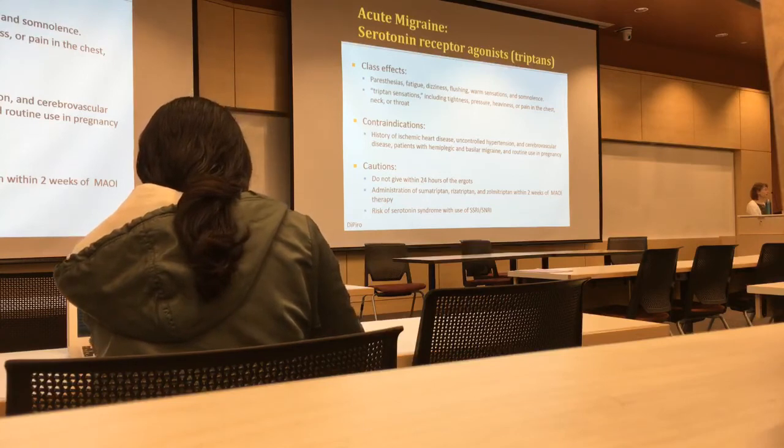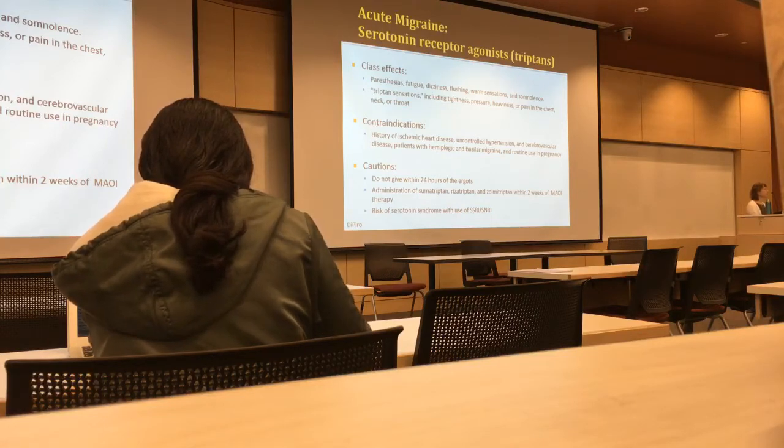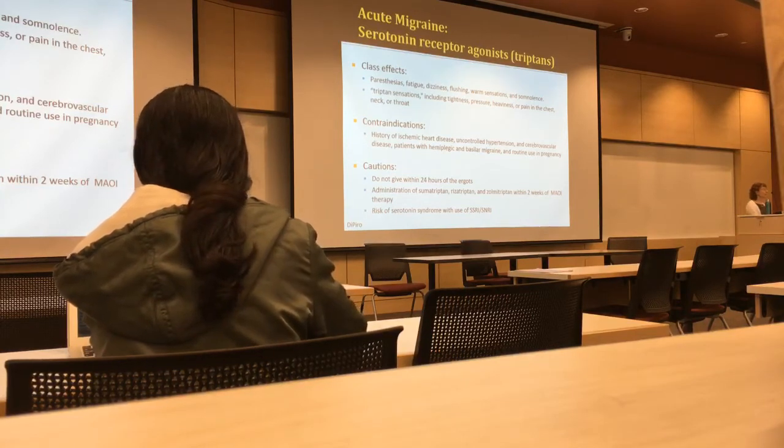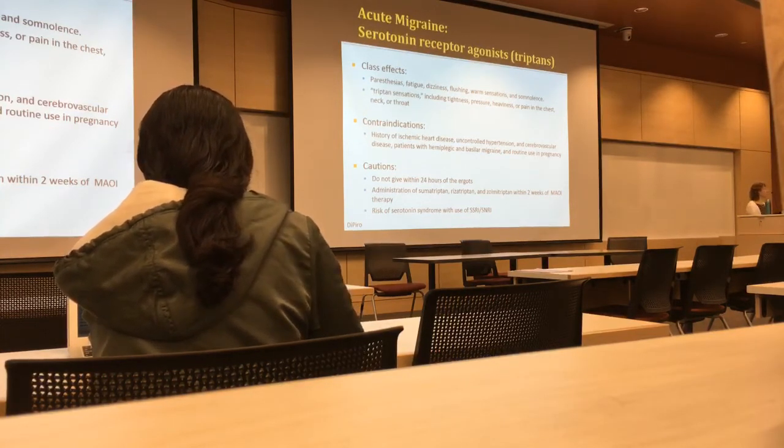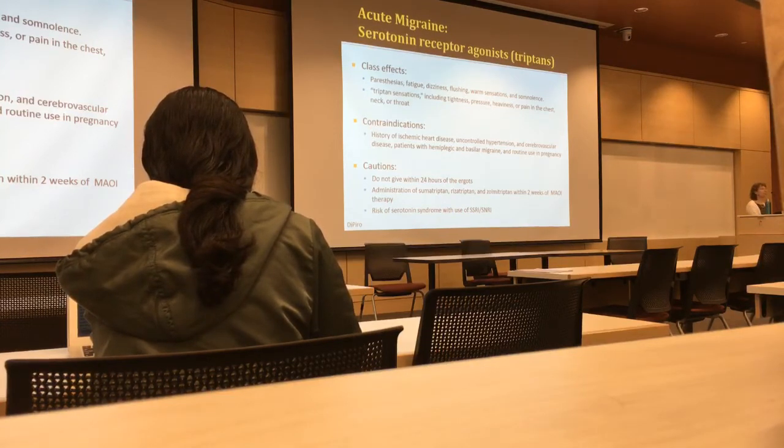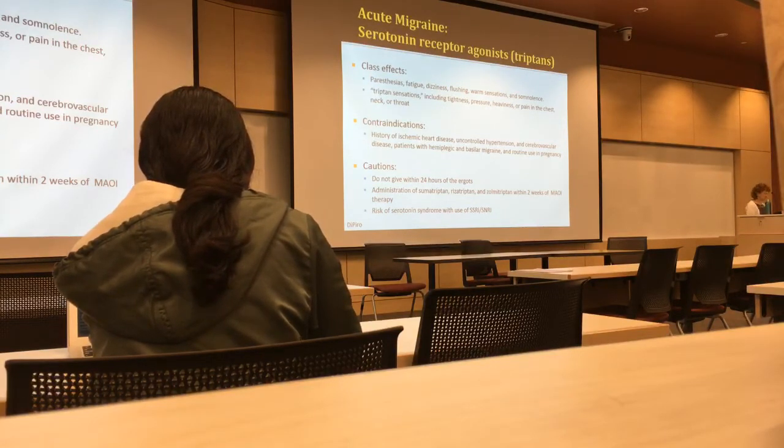The class side effects are across the board. You're going to see various paresthesias, fatigue, dizziness, flushing, and then what we call a triptan sensation that includes a tightness or pressure in the neck, throat, and chest. And that's why it's contraindicated in people that have a risk for ischemic heart disease or cerebrovascular disease. So those people are not candidates. We would not give a triptan to a person with that history. And our patient did not have that. They didn't have uncontrolled hypertension or any of that other history.